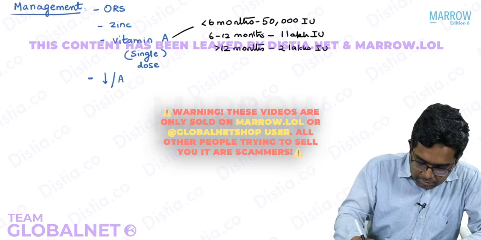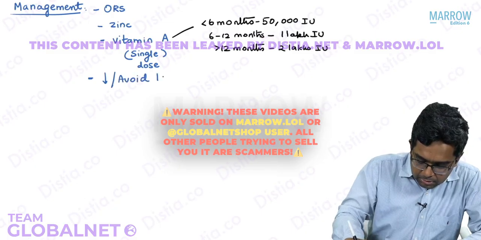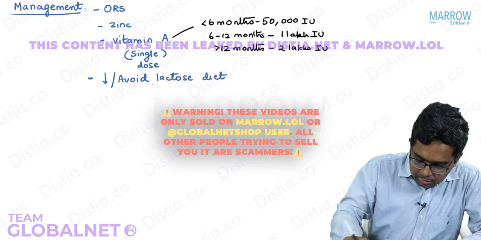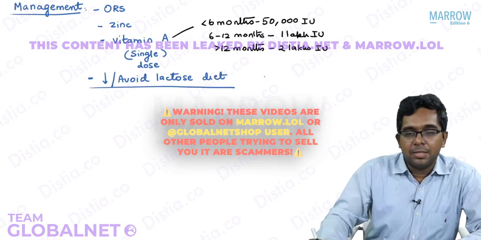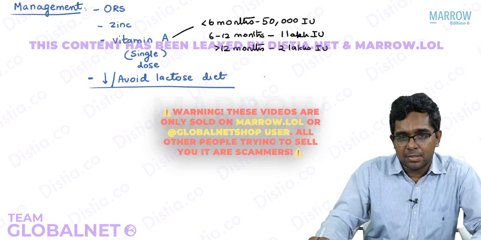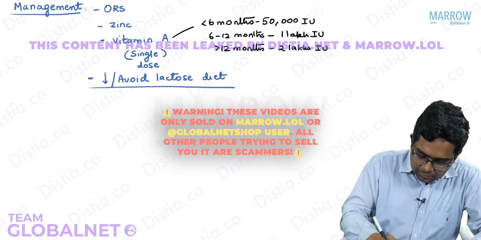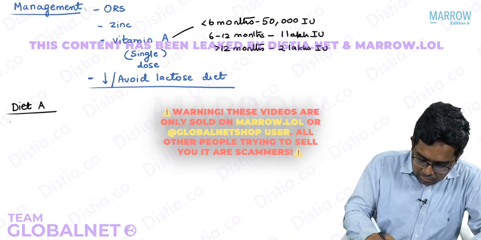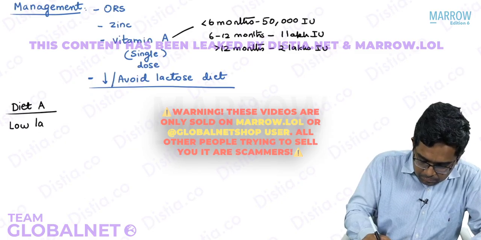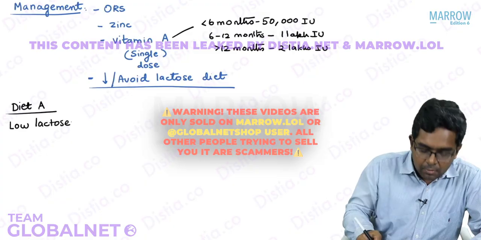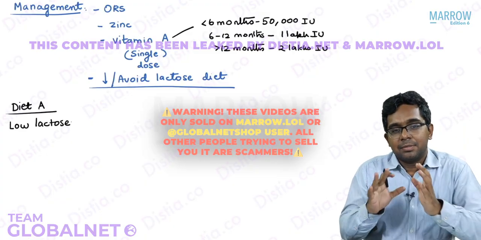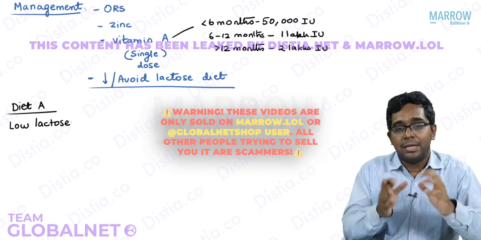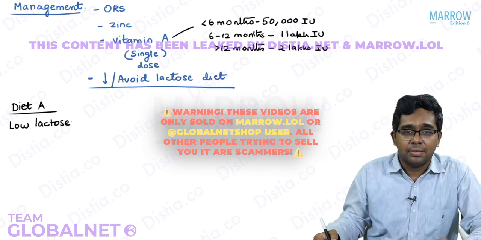Final point in the management of diarrhea is that because of lactose intolerance, you have to decrease or in some cases completely avoid lactose in the diet. This management is usually done in 3 stages. First, we will start with diet A, which is a diet having low levels of lactose. How? It is nothing but diluting the amount of milk given in the diet or decreasing the amount of milk given in the diet.